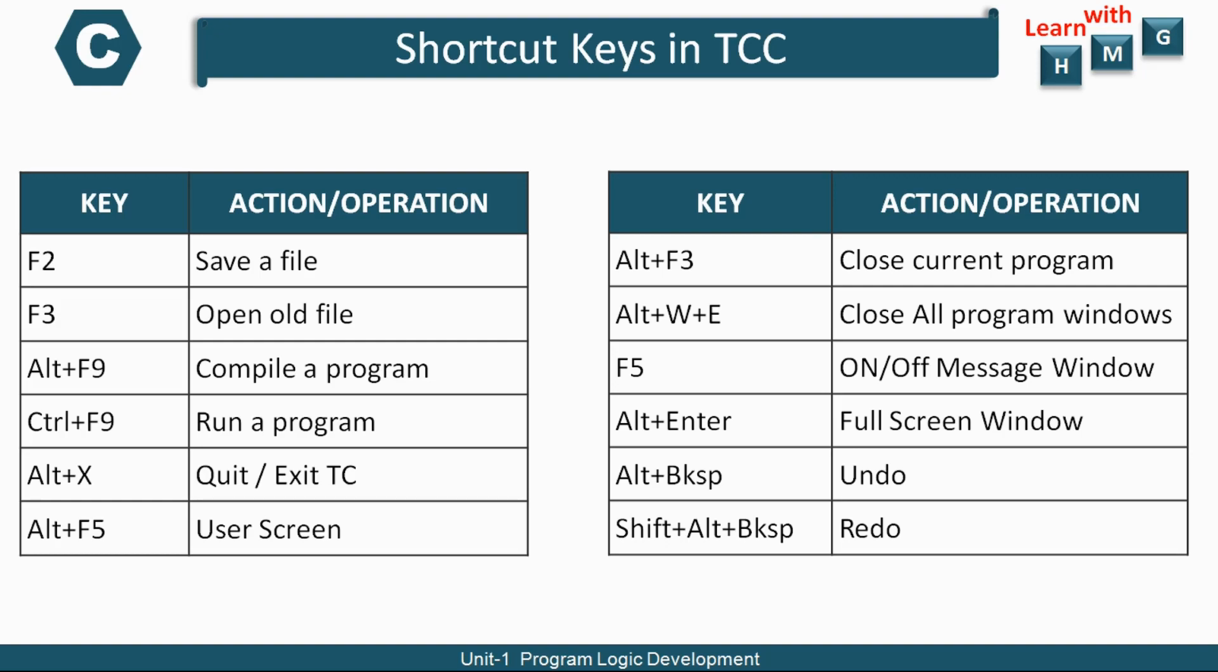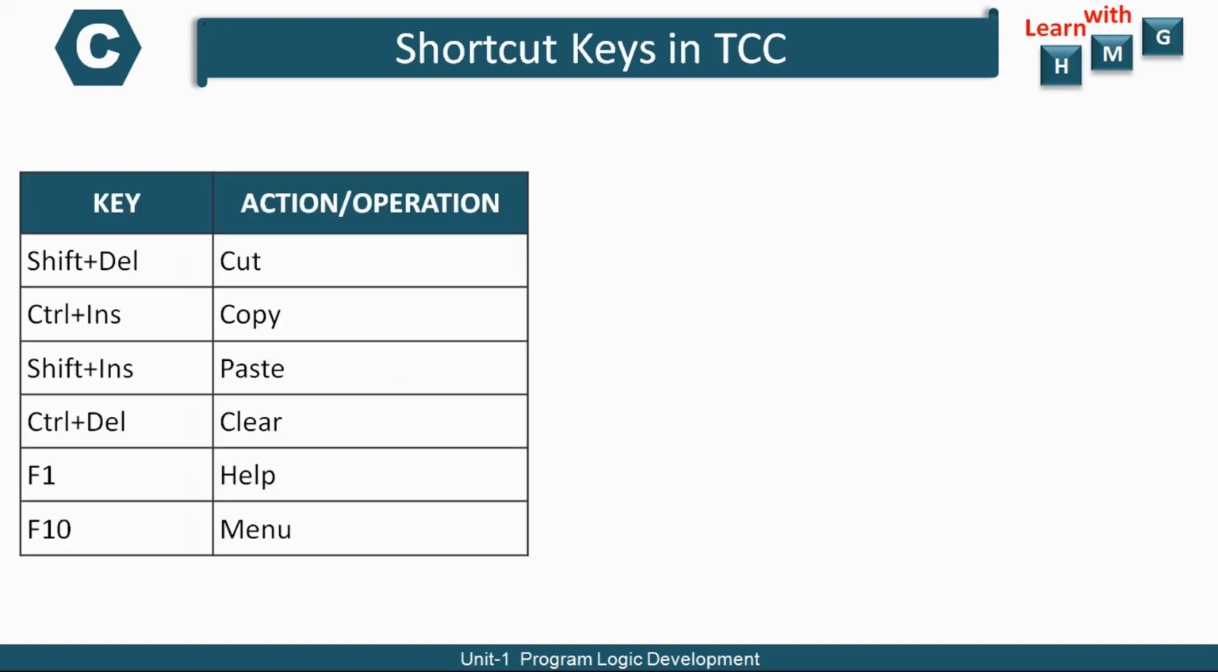Sometimes your Turbo C window may get minimized, and you can again go back to full screen mode by pressing the Alt Enter key. Then the undo operation you can do using Alt Backspace, and redo operation, Shift Alt Backspace. To cut the selected text, Shift Delete. To copy the selected text at a particular location, Control Insert. To paste the selected text at a particular location, Shift Insert. To clear or delete the selected text, Control Delete.